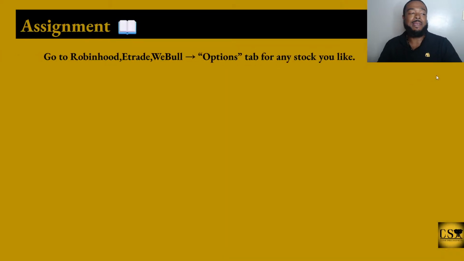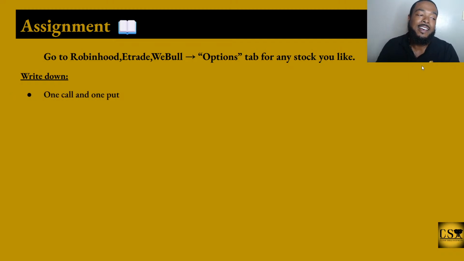So the assignment I have for you all: I want you to go to Robinhood, eTrader, or Webull and open up your options tab. Anybody in the Discord community, if you have any questions, you come to me. I will help you beginners. And if you have questions on YouTube, type in the comment section. I'll respond for you and try to help guide you on how to find the options tab if you can't locate it. And then I want you to write down one call option and one put option.